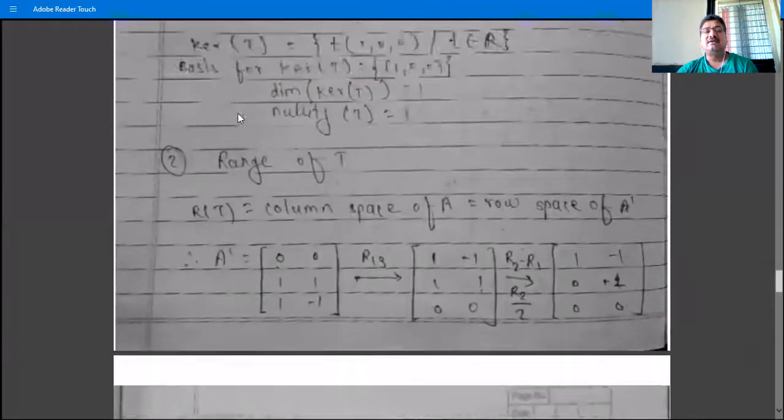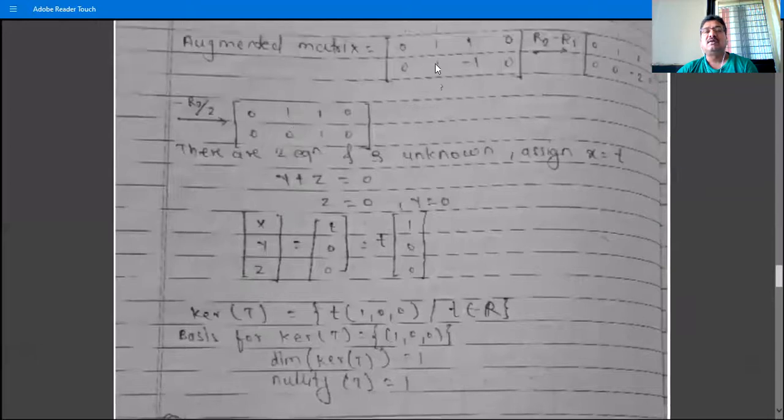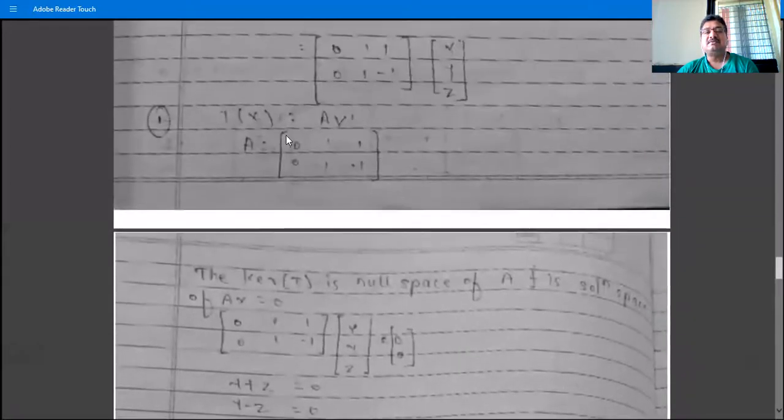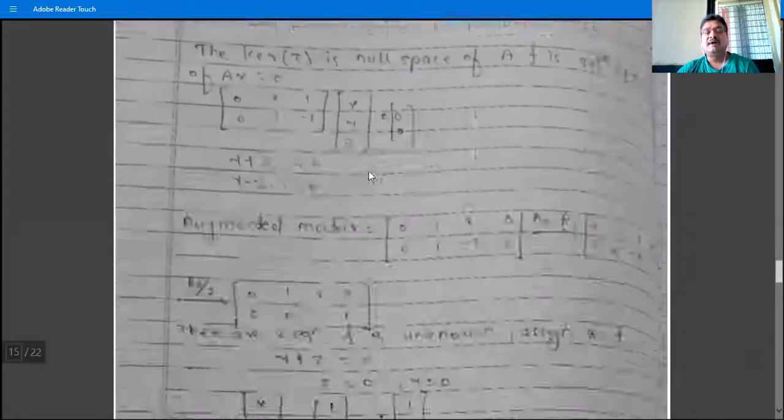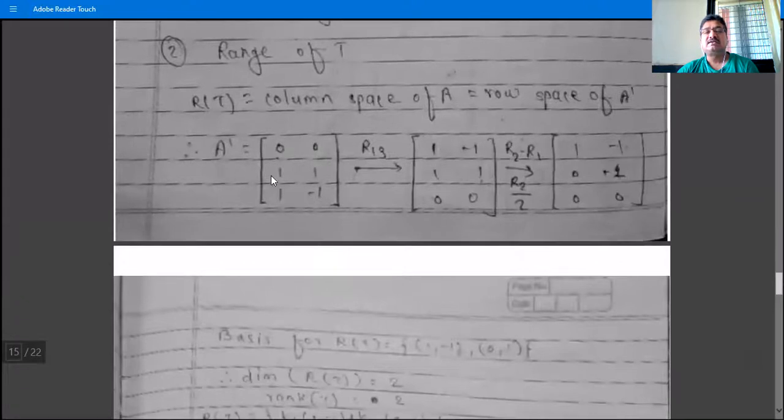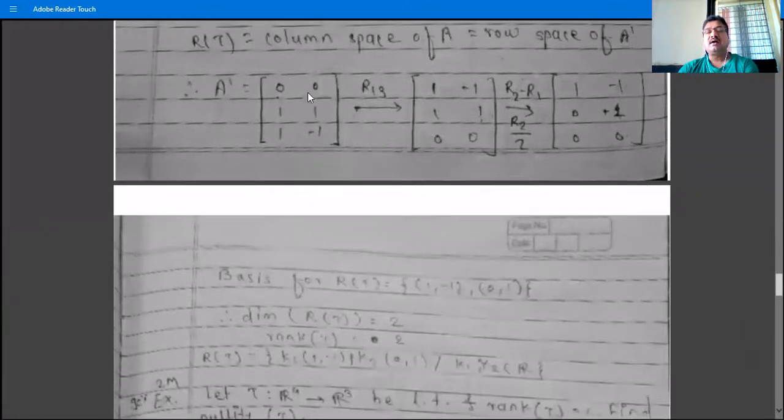So write A transpose: write the first row of A as the first column, 0 1 1 as the first column, and 0 1 minus 1 as the second column. So this is A transpose. Now we have to find the row space of A transpose. How can we find the row space of A transpose? Reduce the matrix to echelon form.